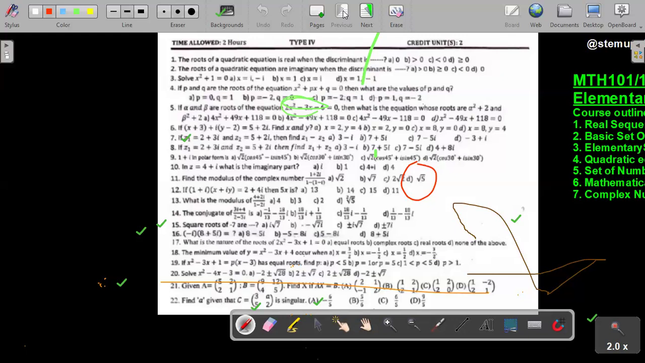When the discriminant is equal to 0, we call that equal root. When the discriminant is less than 0, we call that imaginary root. So let's see how we can determine the nature of the root, whether it's equal root, complex root, or real root. Complex root is also called imaginary root, or none of the above. Let's see how we can achieve that.